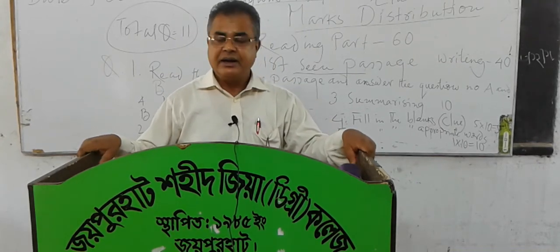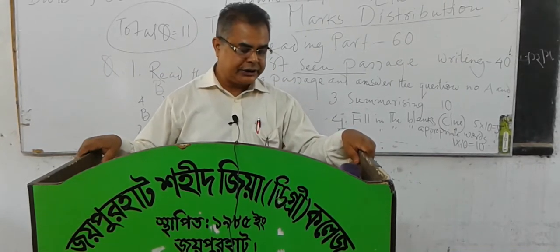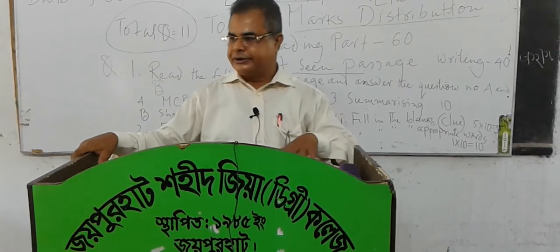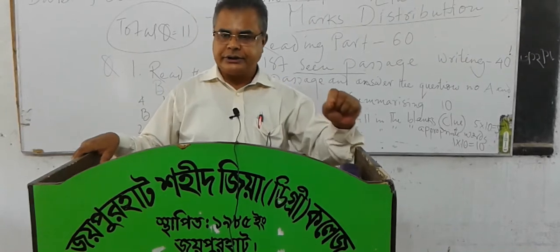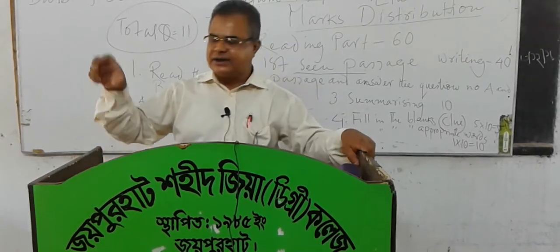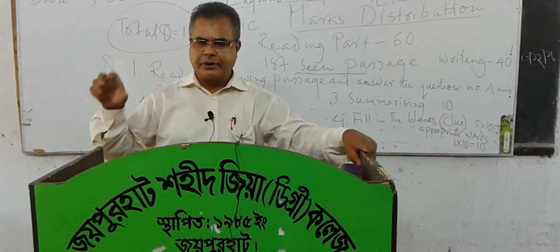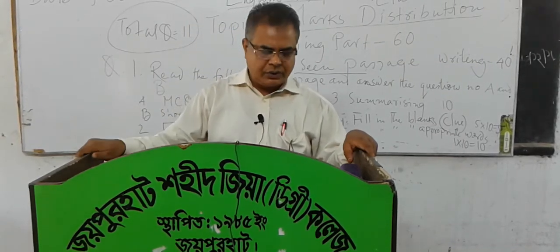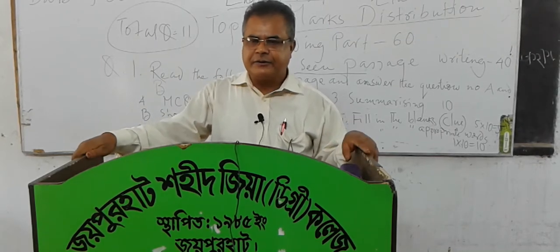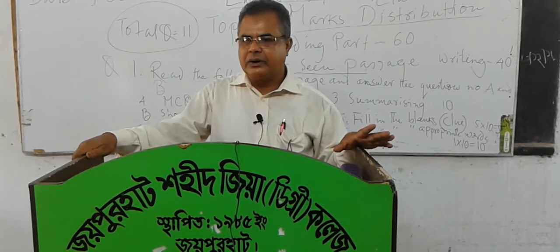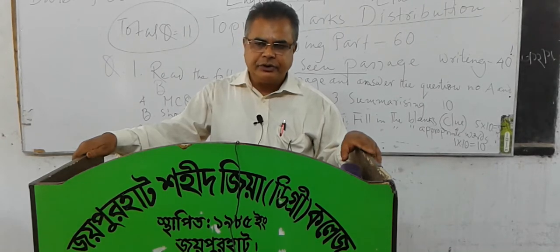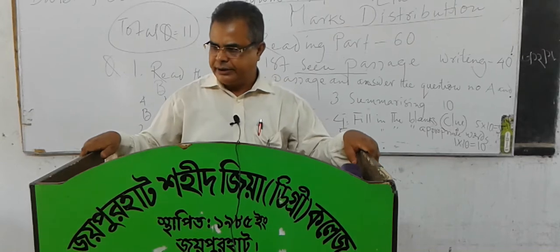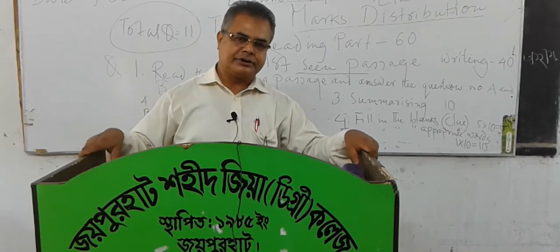And next question, and the last question, question number 11. Write down the theme of the poem or a short story. That is, your understanding power, your comprehensive power will be judged, will be tested, whether you can write the theme or you cannot write the theme properly within 50 words, right? This is the mark distribution.